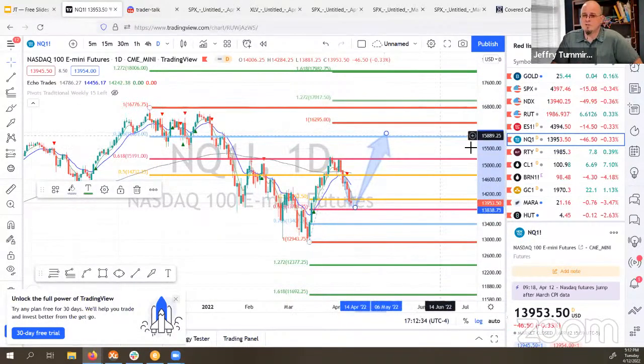Now, there's going to be some other chop and junk in here, but that's just based on this run and pullback. We could see a move out to the 18,000. That's not going to be a straight direct move. It's going to have some pullbacks and zigzags and consolidations in between there.